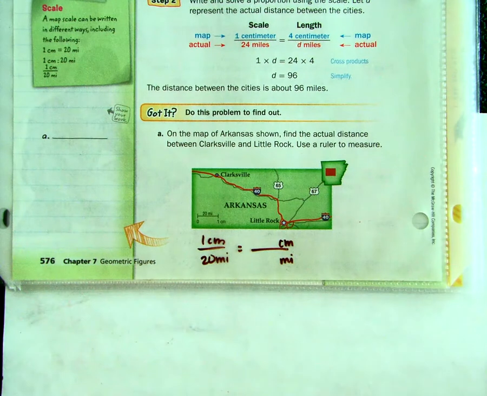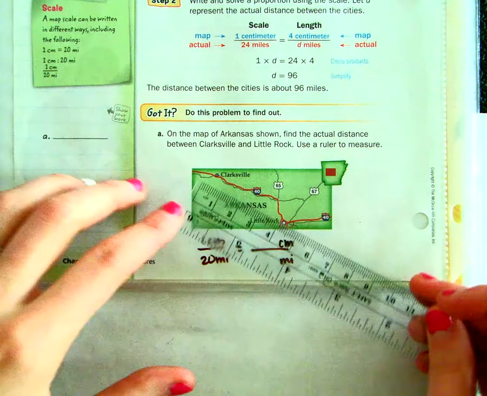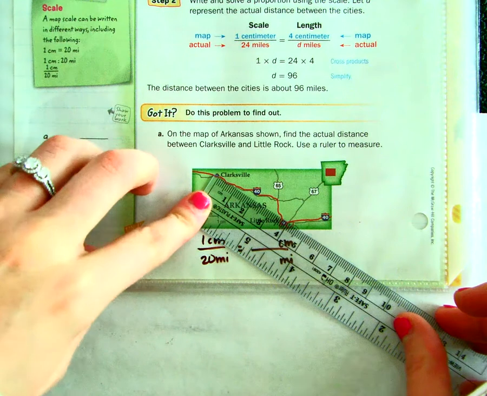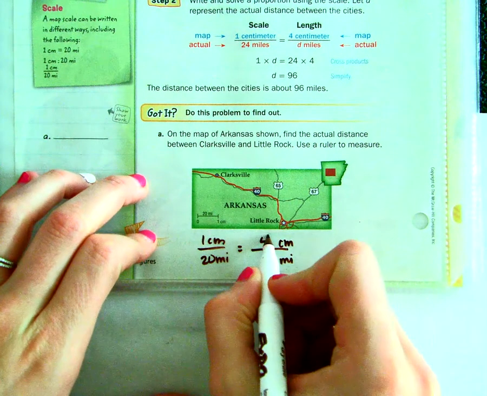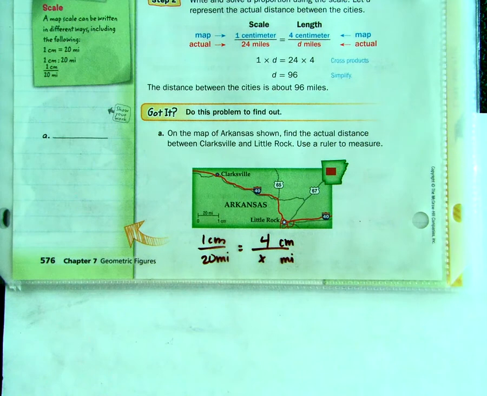All right? So now I'm going to measure the distance from Clarksville to Little Rock. And I would say that it's about 4 centimeters. And then I don't know how many miles that is. That's what I'm trying to find. So I'm going to make that my variable x.